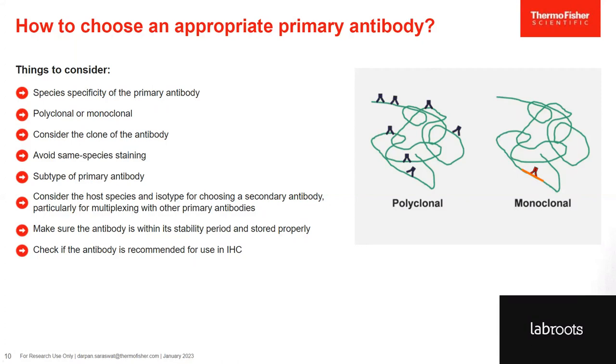Make sure to consider the clone of the antibody, because some clones of the antibody will work better on some specific tissues. So based on your tissue, you have to choose the right clone of the antibody and avoid same species staining. Here, the subtype of primary antibody is very important. So if you are using IgG1 antibodies, you have to make sure the secondary antibody which you are going to use is anti-IgG1 for a multiplexing experiment. Make sure the antibody is within the stability period and stored properly.